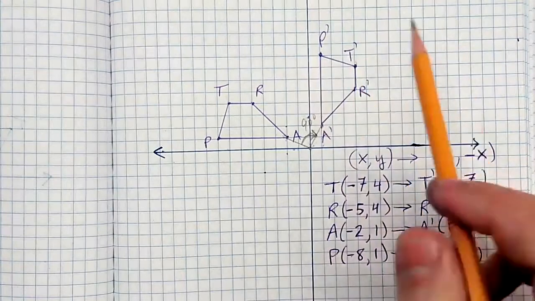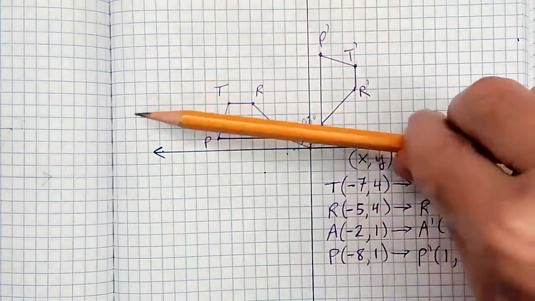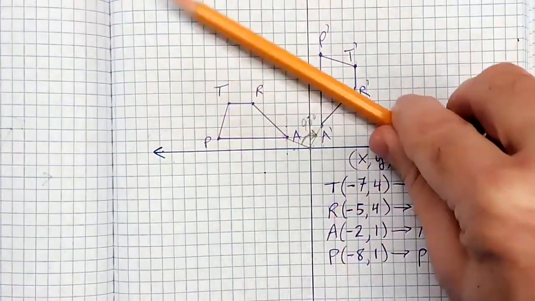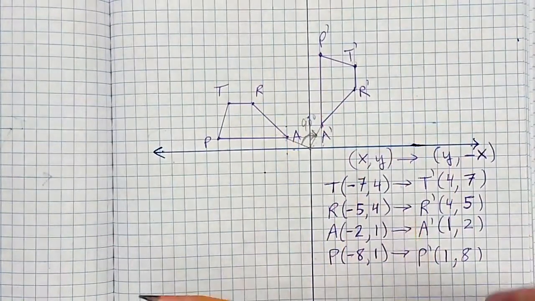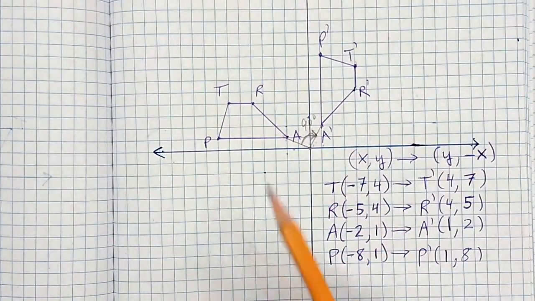How do I know it's in the first quadrant? Well, 90 degrees clockwise, it's always going to be in the quadrant before it, right? This is 1, 2, 3, 4. It's always going to be the quadrant prior to the one you're in.